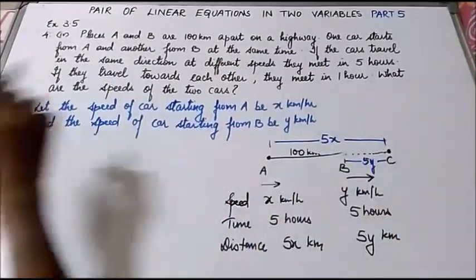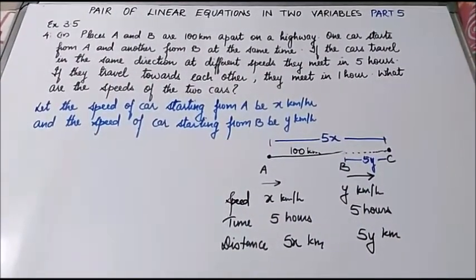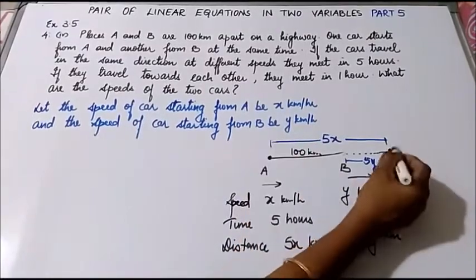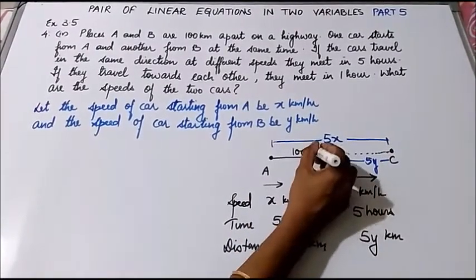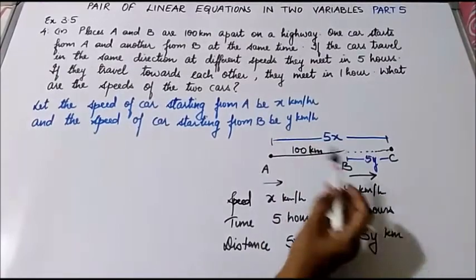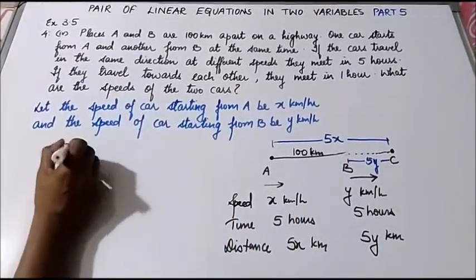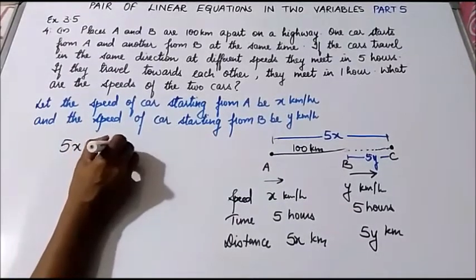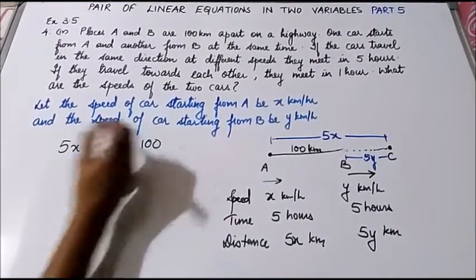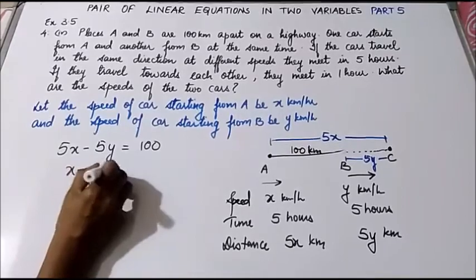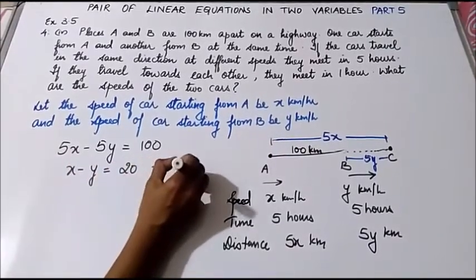Okay, now keeping this information in mind, let us form the equation. Here we have 5x minus 5y will give us 100. So the first equation we get is 5x minus 5y is equal to 100. Here 5 is common, so we get x minus y is equal to 20. This is your first equation.